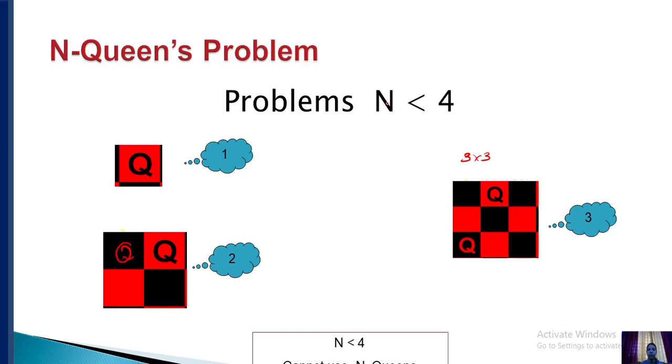So for the number n, there is no solution to place these n queens if the chessboard size is less than 4. So whenever we solve the N Queens problem, the chessboard size should be greater than 3, and only then can we find a solution for it.